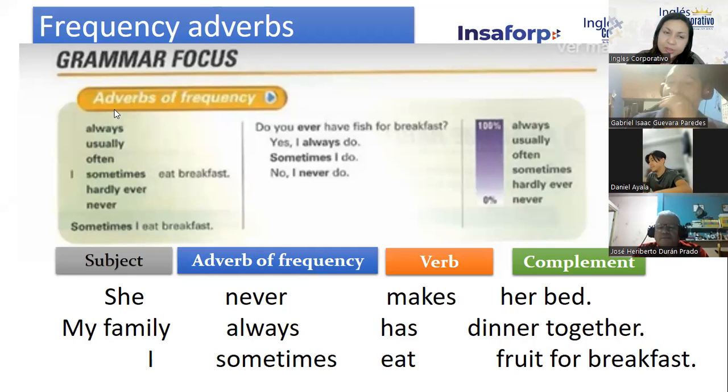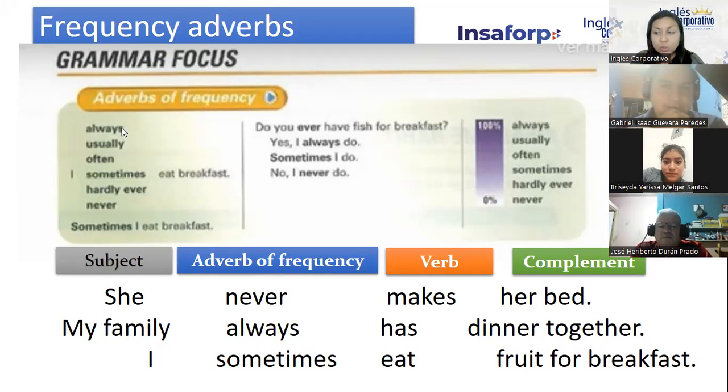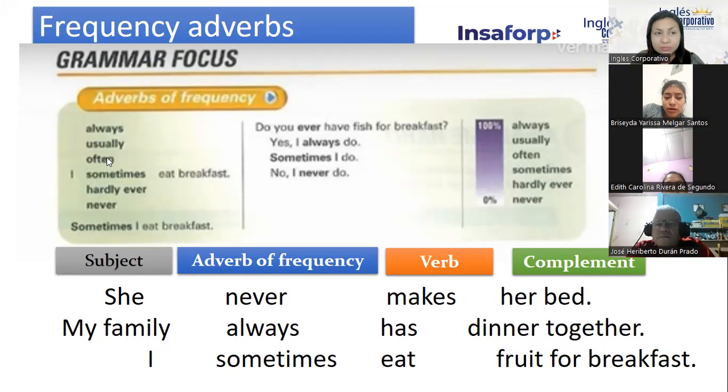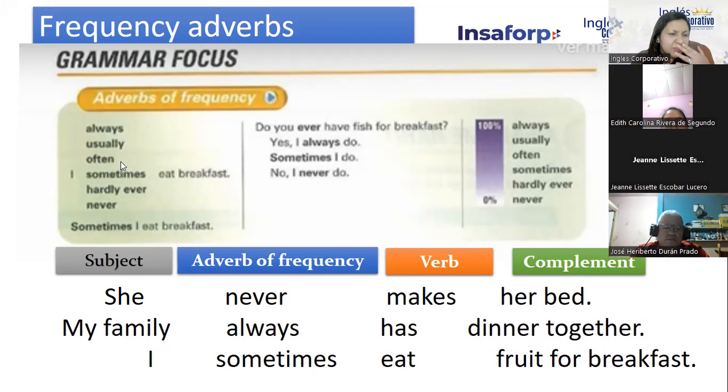Okay, these adverbs, you can repeat after me. The adverbs are always. Always. Usually. Often. You don't pronounce the t in often. Sometimes. Hardly ever. Never.